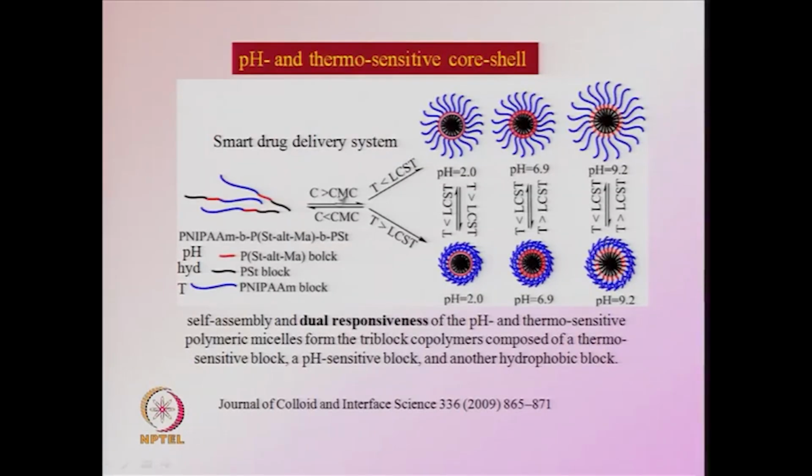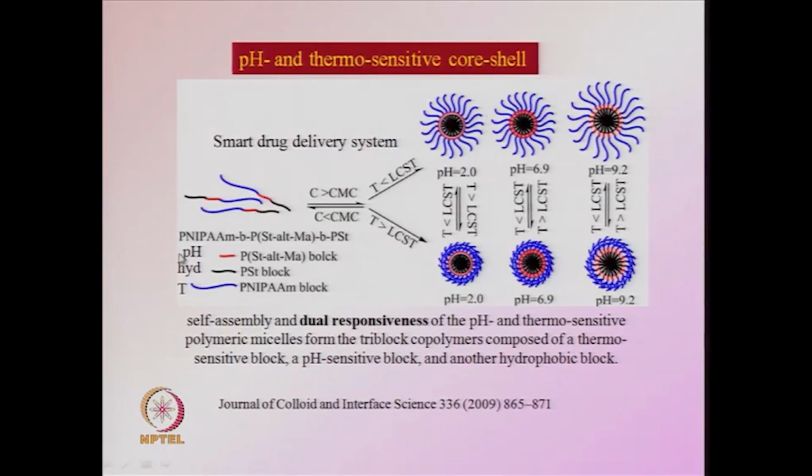Similarly, you can have other examples where you can have both pH and temperature sensitive. So, the thermosensitive as well as pH sensitive core shell, it is the same material, but it can act under both pH changes as well as thermal changes. So, this particular example you can see is made up of a tri-block copolymer. So, 3 polymers, one black, one red and blue, you can see, and these have different properties.